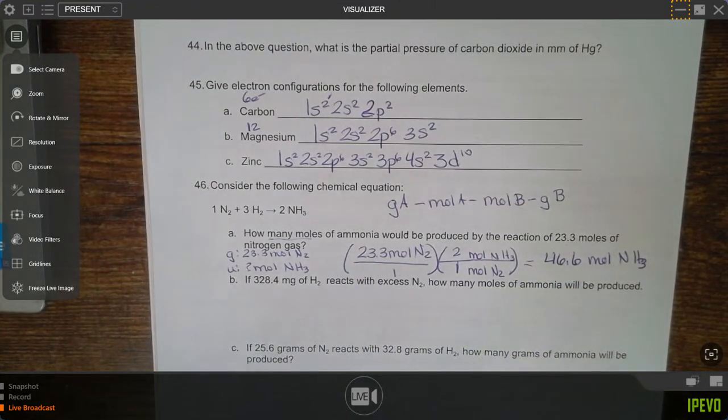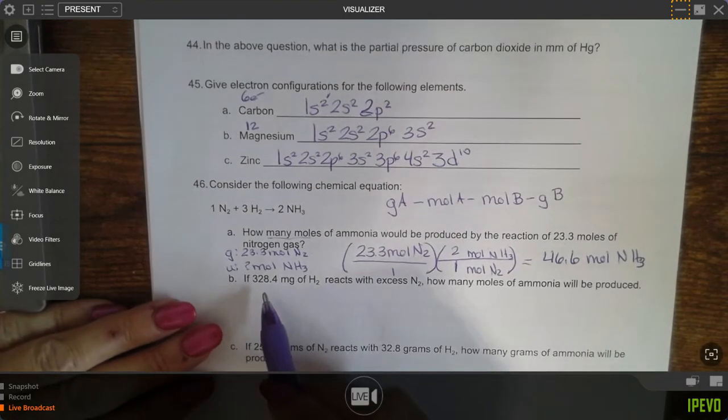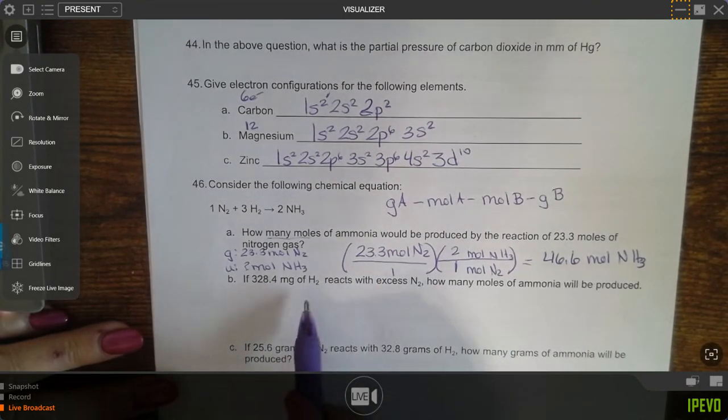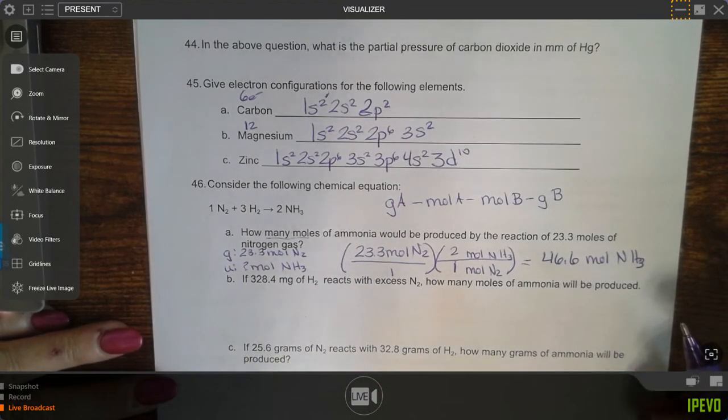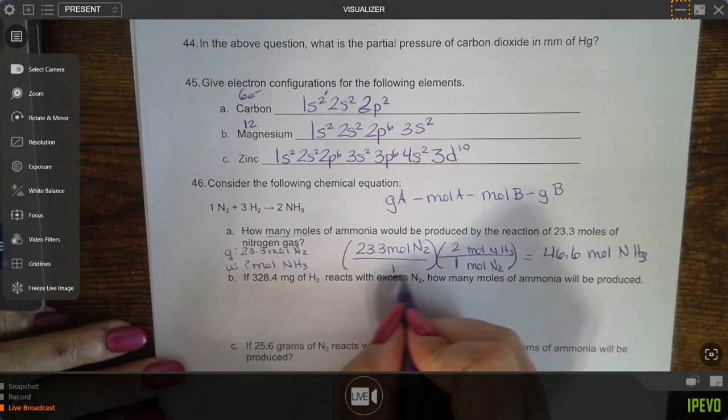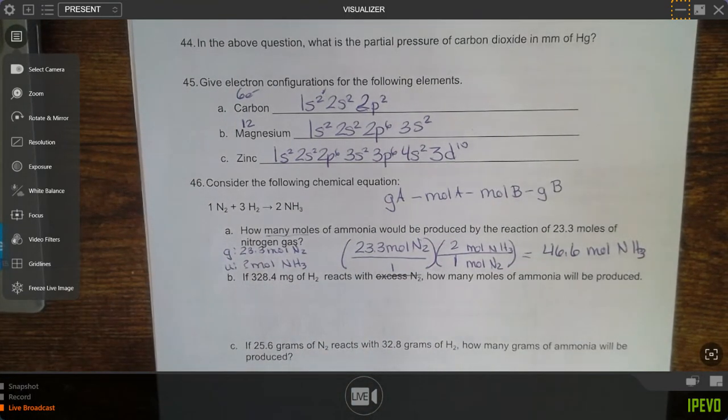All right. Next question is, if 328.4 milligrams of hydrogen reacts with excess nitrogen, how many moles of ammonia will be produced? One thing we need to remember: if it says excess, we don't consider it at all. It just means there's enough there that hydrogen is going to be the limiting one, the one that runs out first. And this one did a little tricky thing again. It gave it to us in milligrams. So before we do anything else, we need to convert from milligrams to grams.